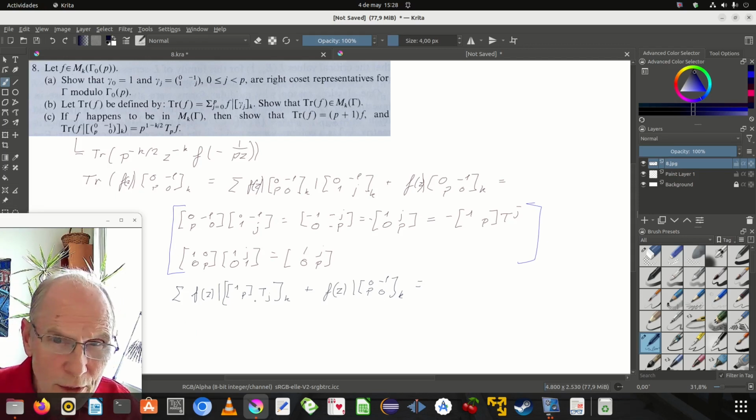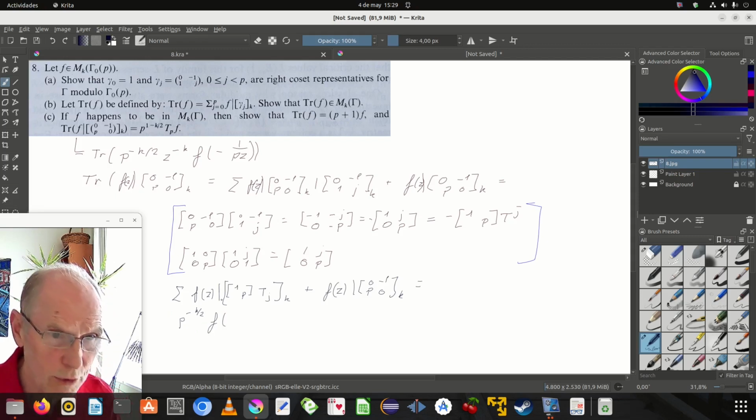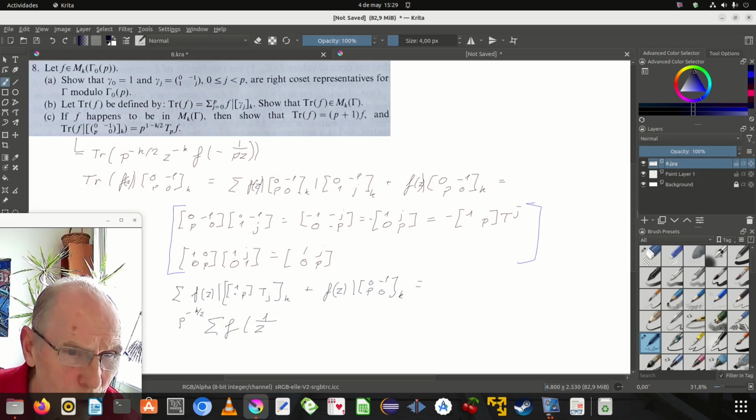Now, the determinant of this guy is p. So it's p to k halves and then p to minus k. That's k to minus p halves. F, and then the sum, of course. Don't forget the sum, you moron. F of 1 divided by pz. No, 1 divided by, yeah, what's that?